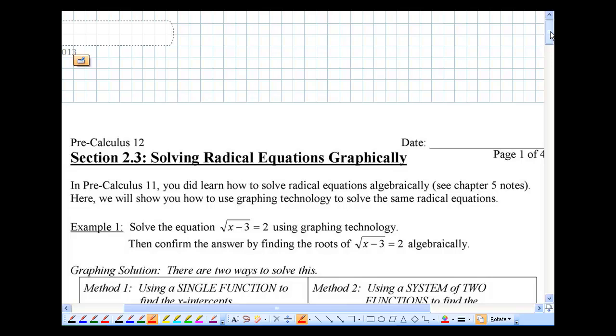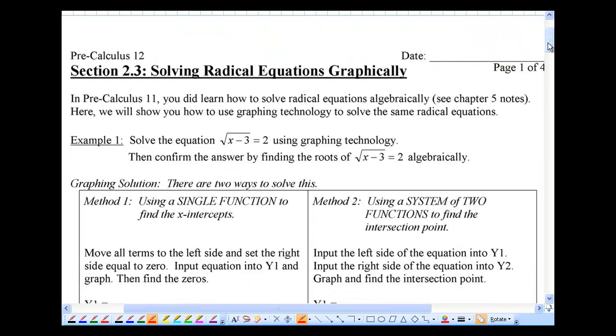But once again, I will show you how to do that. And if you actually have your notes from last year, you can always take a look at chapter 5. I believe that's where you did that. And if you're too lazy to do that, well, guess what? I'll show you again right now.